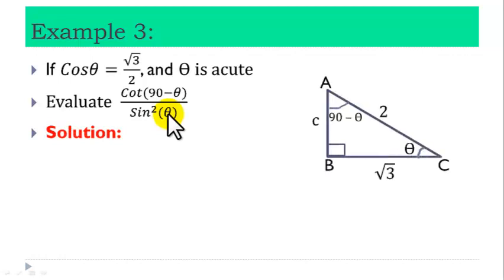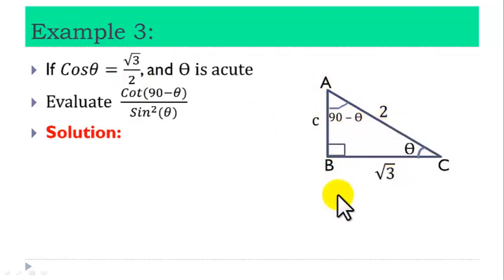Let us draw our right angle triangle with this angle theta and this angle 90 minus theta. Since cos theta is given to be root 3 all over 2, that means the adjacent side is root 3 while the hypotenuse side is 2. So BC is root 3 while AC is 2.